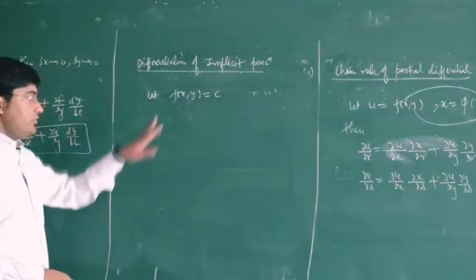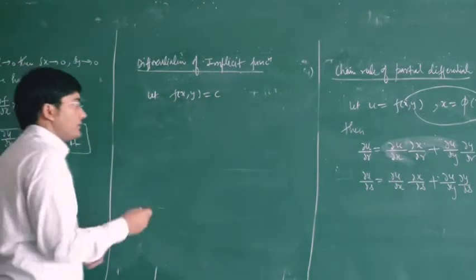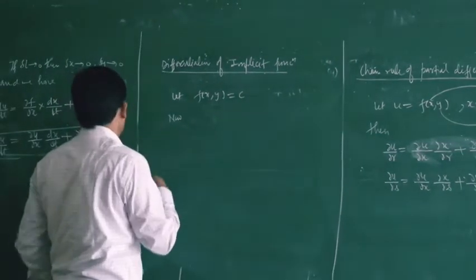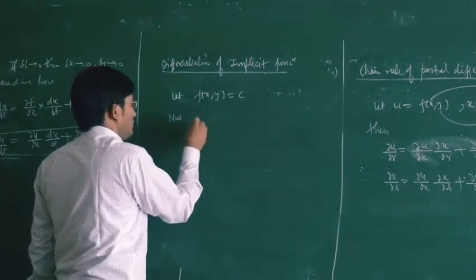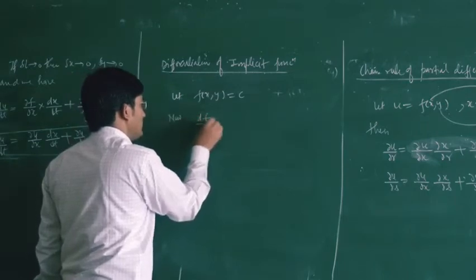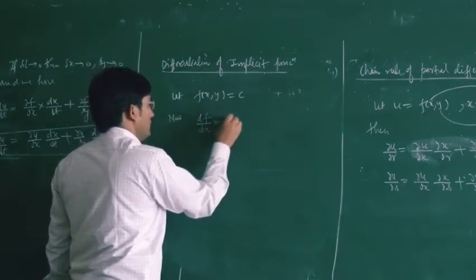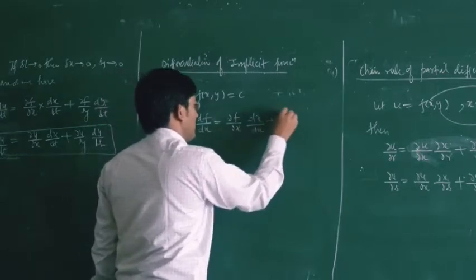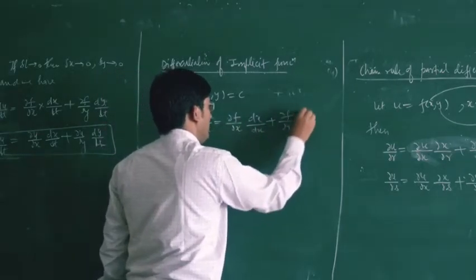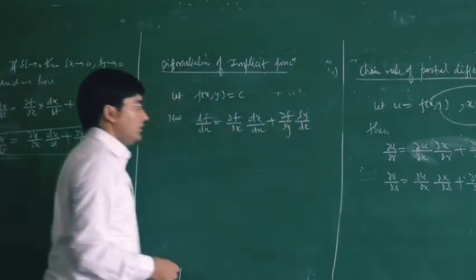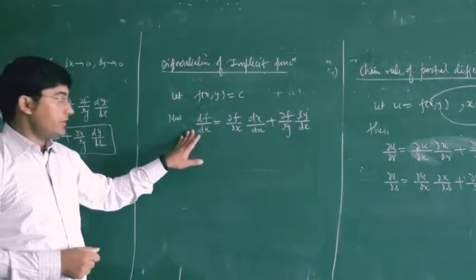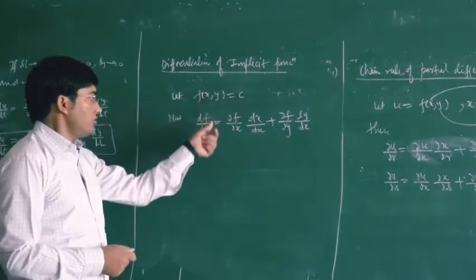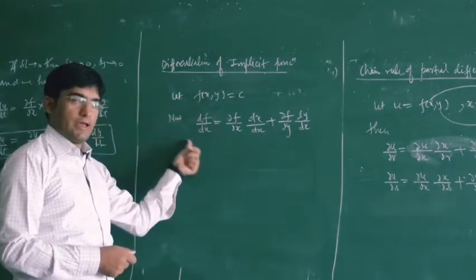Now, if you differentiate this equation with respect to x, using the definition of the total derivative, we can say that df/dx is equal to ∂f/∂x times dx/dx, plus ∂f/∂y times dy/dx. Now, because f is constant, its differentiation with respect to x will be 0.